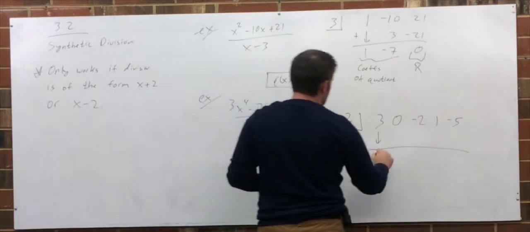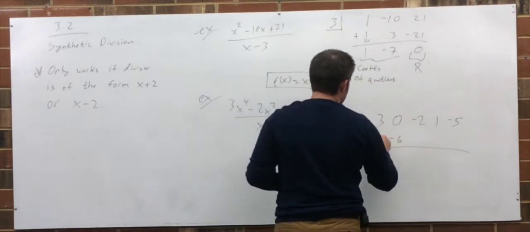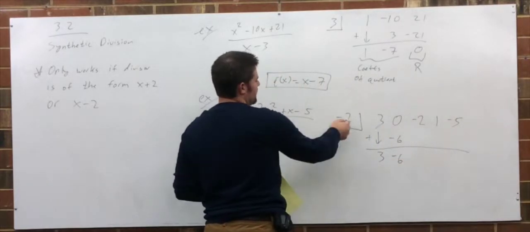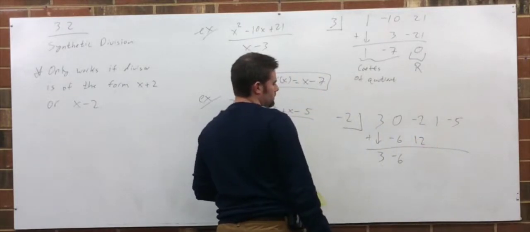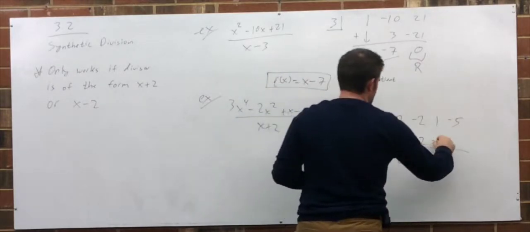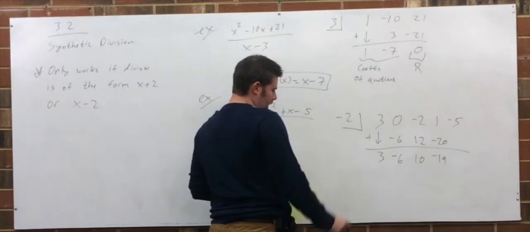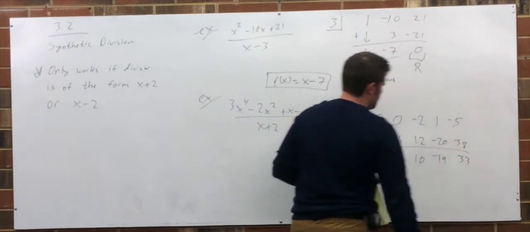Again, drop your first term down and multiply. Negative 2 times 3 is a negative 6. Adding that gives you a negative 6. Negative 2 times negative 6 is a positive 12. This gives you a 10. This gives you a negative 20, which produces a negative 19. And this gives you a positive 38, which produces a positive 33.